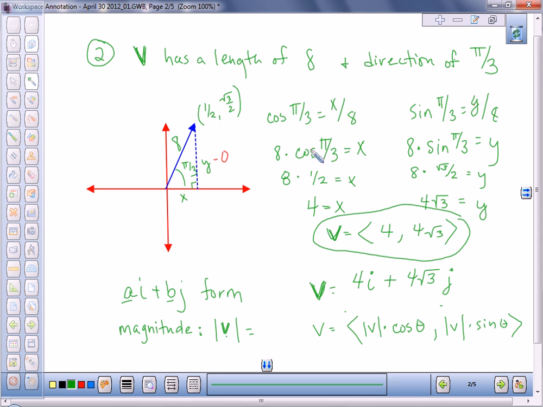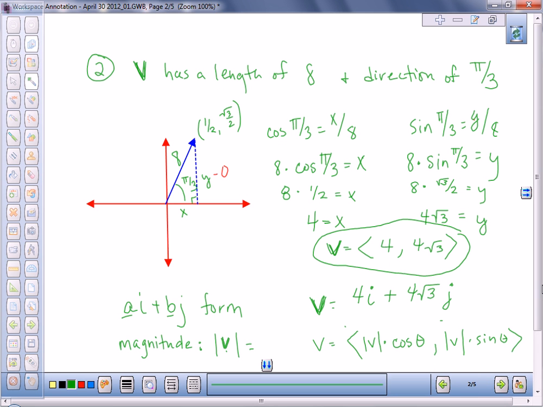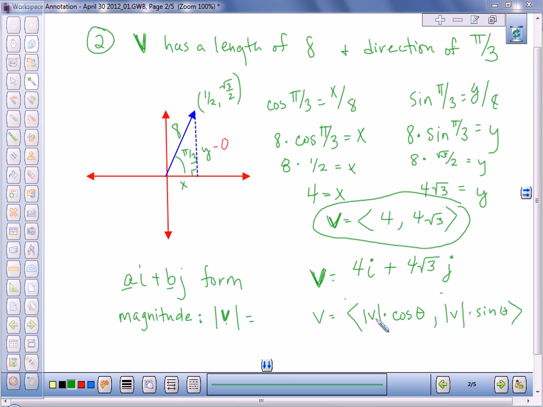Let's go back and look at the last one. The magnitude of this one was 6 times the cosine of the angle. So our horizontal move can be represented by the magnitude times the cosine of the angle, and our vertical move is the magnitude times the sine. And so every time we write it in component form, this is what we end up having. Now, you're welcome to always draw the triangles and do it that way, but this is a shortcut.